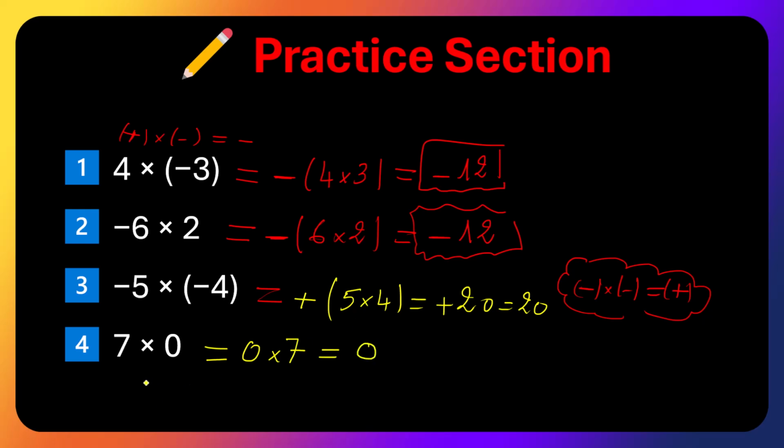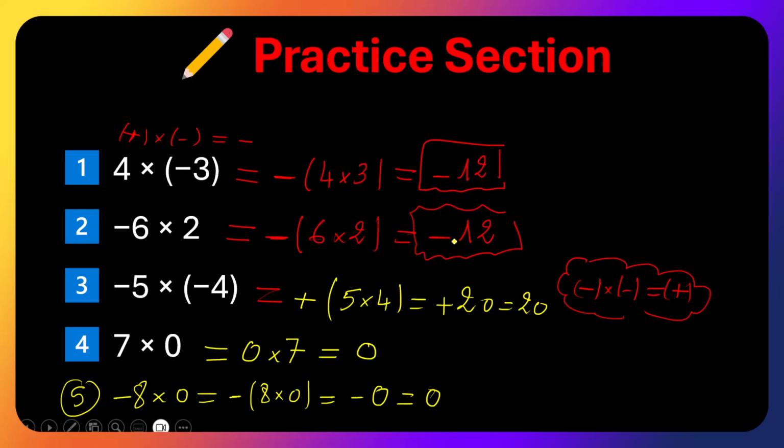Another example: minus 8 multiplied by 0 equals 0 multiplied by 8 equals minus 0, and minus 0 equals 0. Okay, so it's simple to multiply integers. Just keep the sign rule: remember that same signs give a positive result and different signs give a negative result.